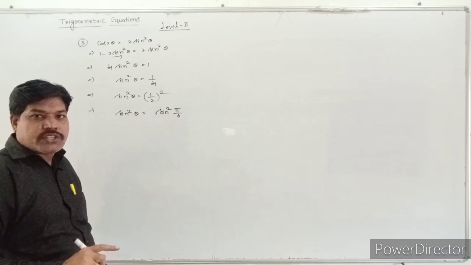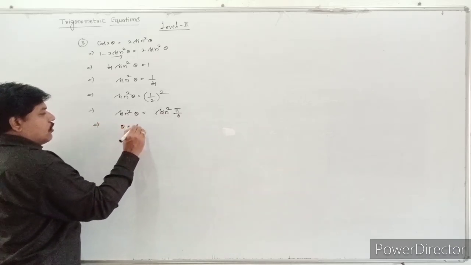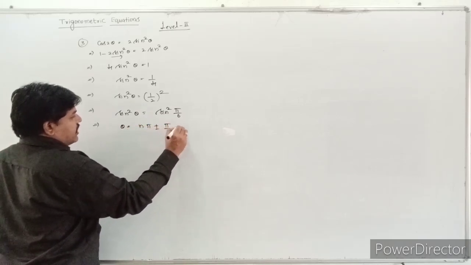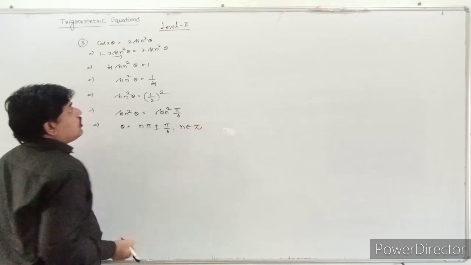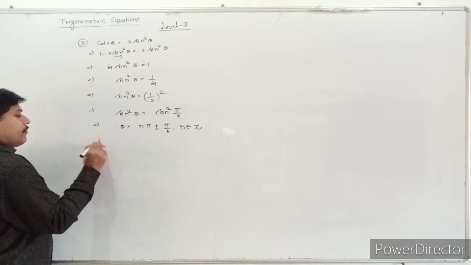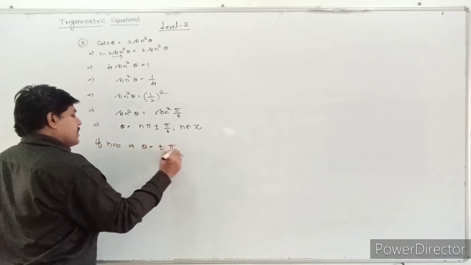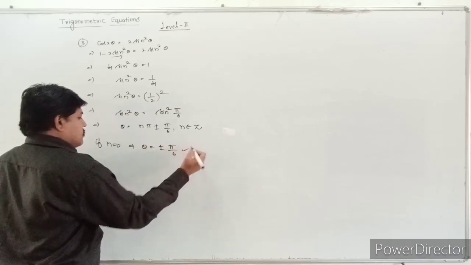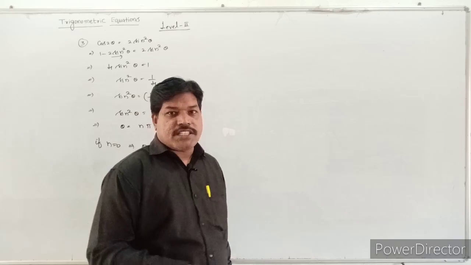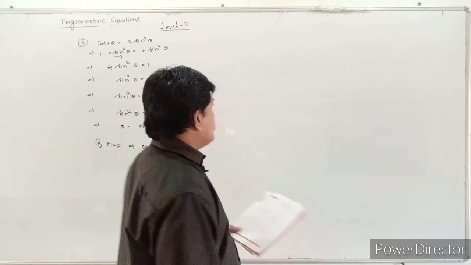Sin square theta is equal to sin square alpha. Then what is the general solution? Theta is equal to n pi plus or minus pi by 6, n belongs to z. If n is equal to 0, then theta is equal to plus or minus pi by 6. So check the answer. If n is equal to 0, then theta will become plus or minus pi by 6. So see the question number 4. What is question number 4?